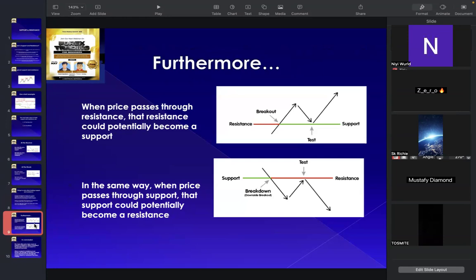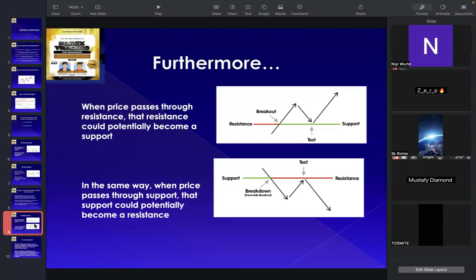So in the same way, when price passes through support, that support could potentially become a resistance. This is self-explanatory. From the page you are seeing, when we have a resistance level, normally you have to sell from it. But if this resistance does not hold and gets broken, the market moves above it, you just wait for the market to break it properly and then you try to join the buy, since the market has broken the level you were expecting it to sell from.